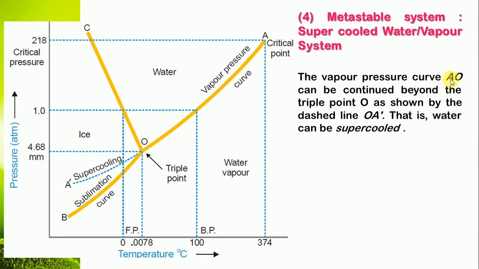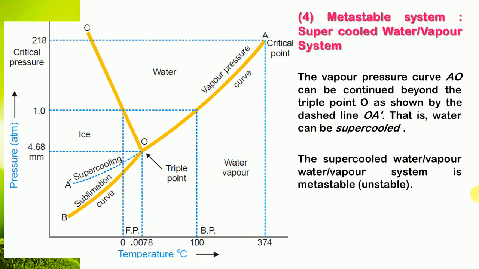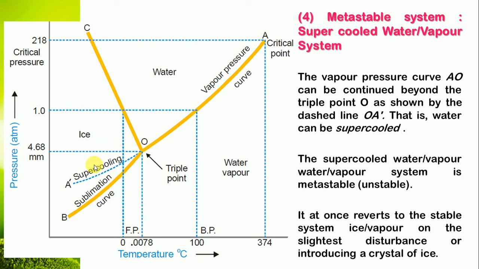The vapor pressure curve AO can be continued beyond the triple point O as shown by the dashed line, that is, water can be supercooled. The supercooled water remains in equilibrium with the water vapor, and it is known as a water vapor system, which is unstable. Once you shake this water, it will rapidly solidify and become solid ice. Then the curve will disappear from this plot, and we will then call this ice and vapor equilibrium.